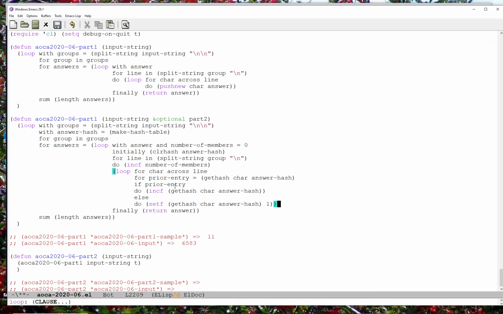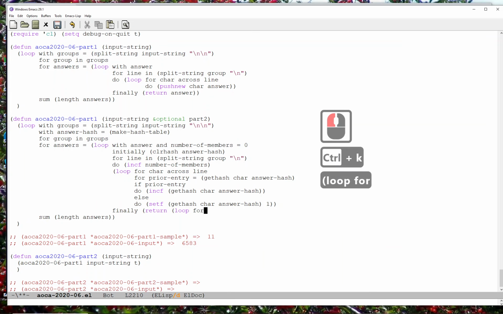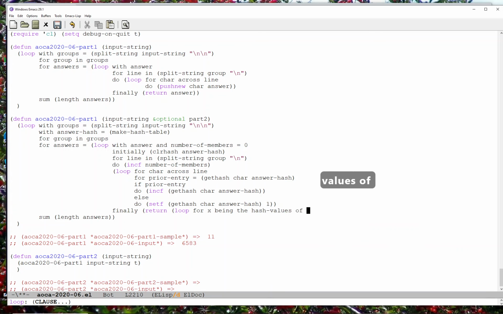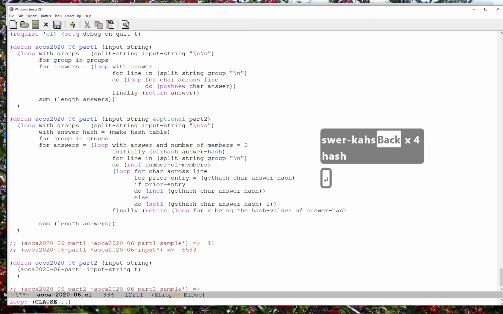So the idea is that if we didn't have a prior entry, we're going to create an entry and we're going to have its value be 1. If we did have a prior entry, we're going to increment it. So at the very end down here, what we have to do is we have to return loop for x being the hash values of answer hash. You can get either the hash keys or the hash values or both in the same pass through the hash table, but we only need the values.